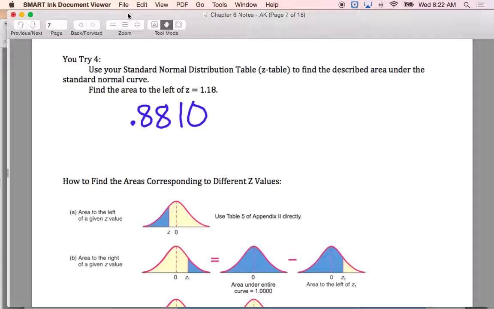Again, it's going to take practice with these. On your web assign, it's pretty much all practicing using your table. So you need to make sure that you are practicing using the table. On your tests and quizzes, I will give you tables. So you will have the table in front of you, but you have to know how to use it.